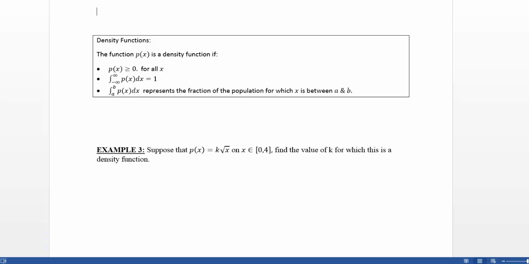Example 3. Suppose that little p of x equals k times square root of x on the interval 0 to 4. Find the value of k for which this is a density function.